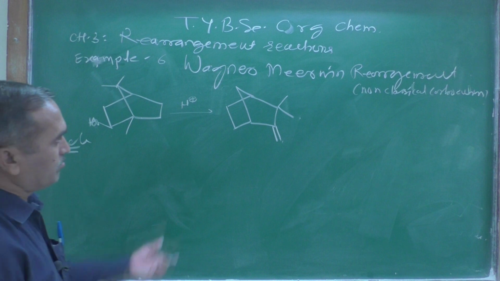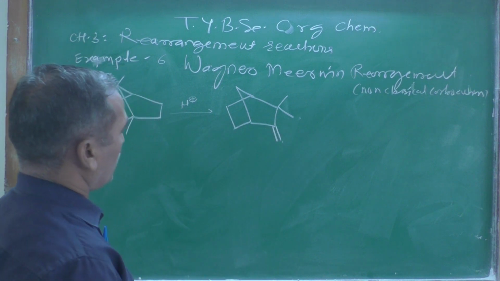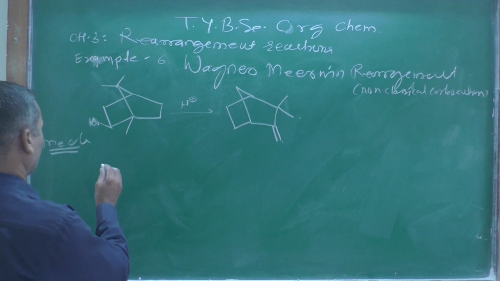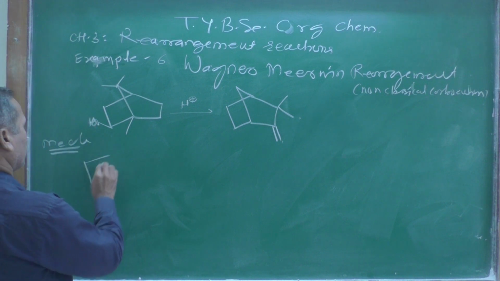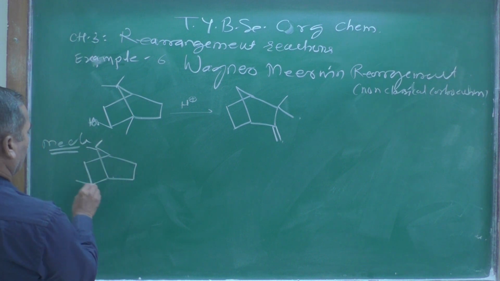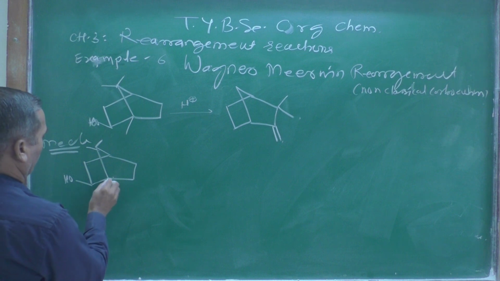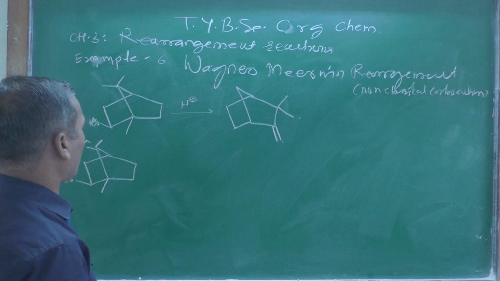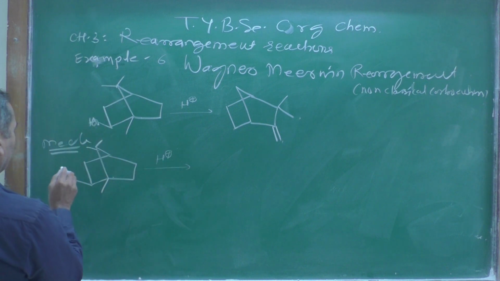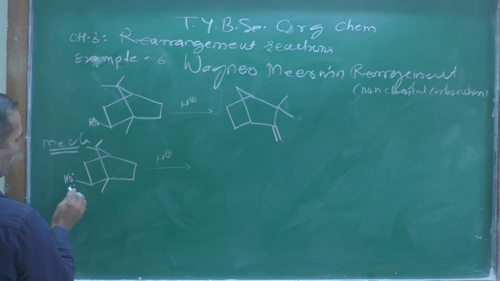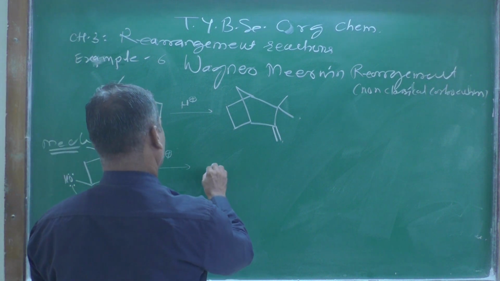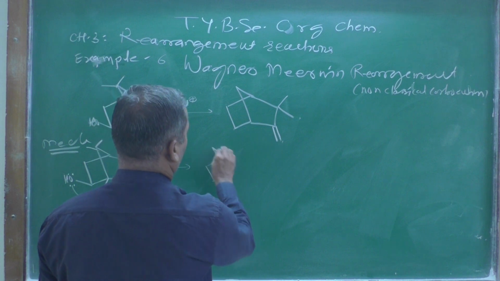Now let us look at the mechanism, and when we see the mechanism, we can see how we get this type of product. Let us look at the compound which we have drawn over here. This hydroxy group is present at the equatorial position, and there is a methyl group. Now when we add H plus, what is going to happen? The lone pair present on the oxygen atom will pick up that proton, and we are going to get this one.